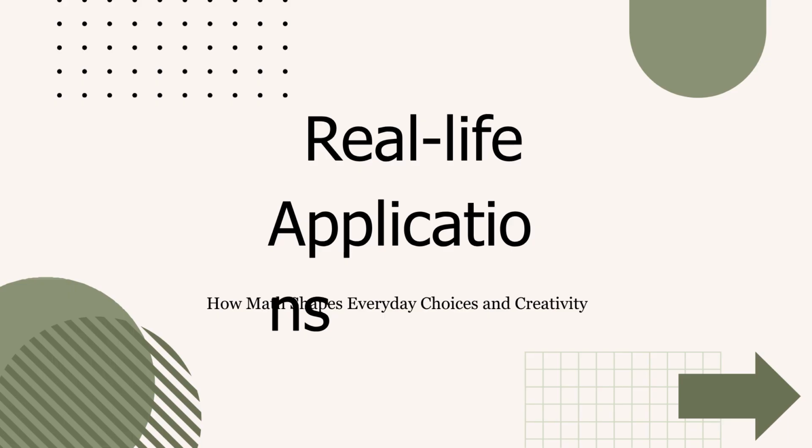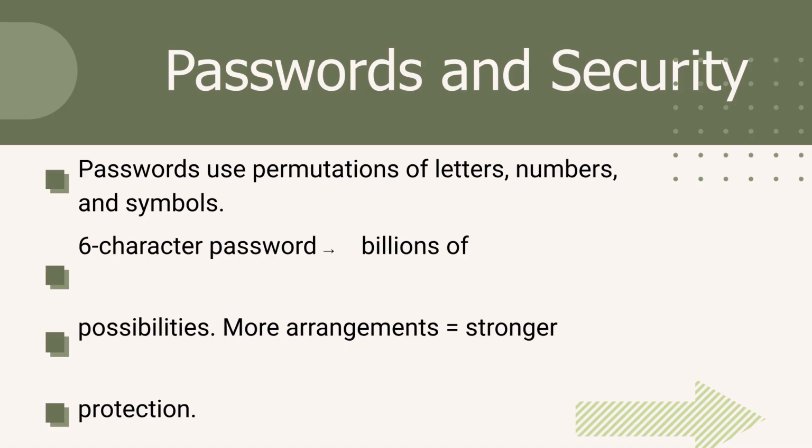Let's explore how PNC shapes everyday choices and creativity through real-life applications. Security systems use permutations for passwords and PINs. A 6-character password has billions of possibilities. More arrangements lead to stronger security for ATM PINs, Wi-Fi, and phone locks.